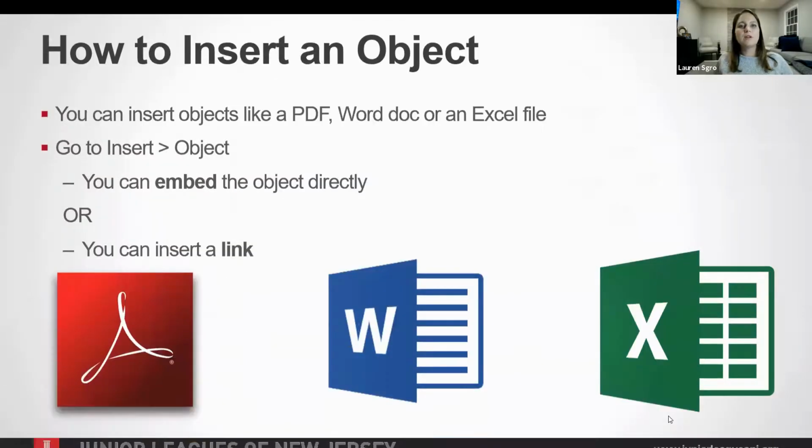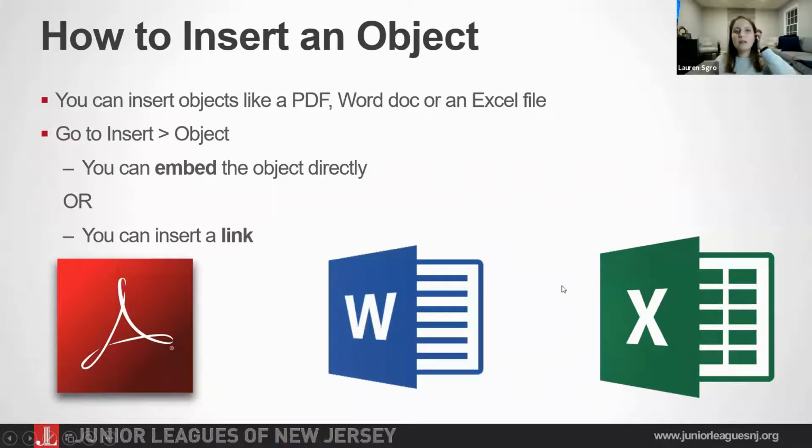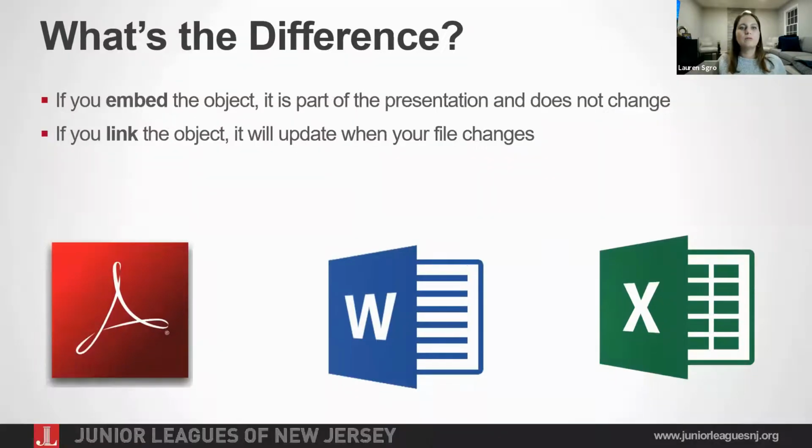So very similarly, the next section is about how to insert an object. So you can insert an object like a PDF, Word doc, Excel file very easily by going to Insert Object. And there are two things you can do with inserting objects. You can embed them directly, or you can insert a link. So what's the difference? If you embed the object, it's part of the presentation and it does not change. It's kind of like your final. But if you link the object, it'll update when your file changes.